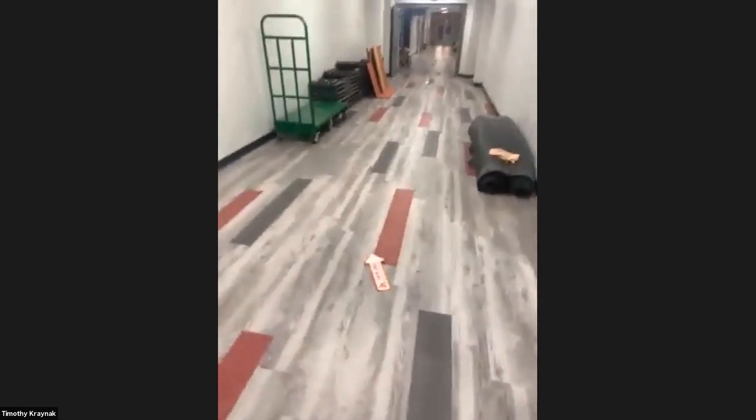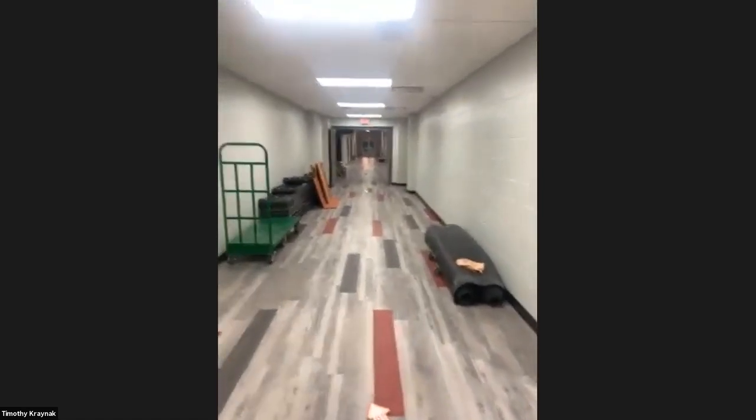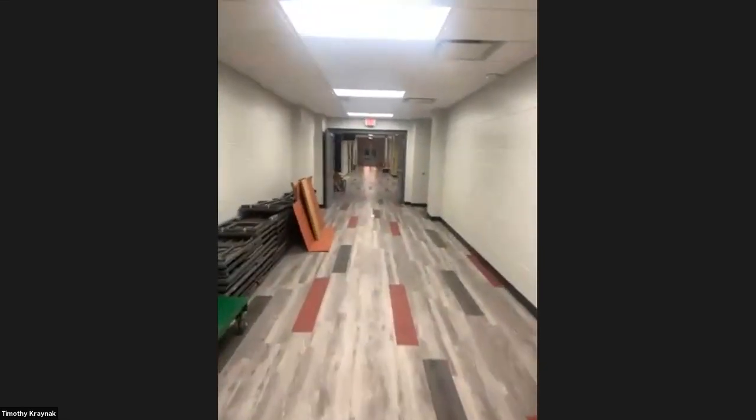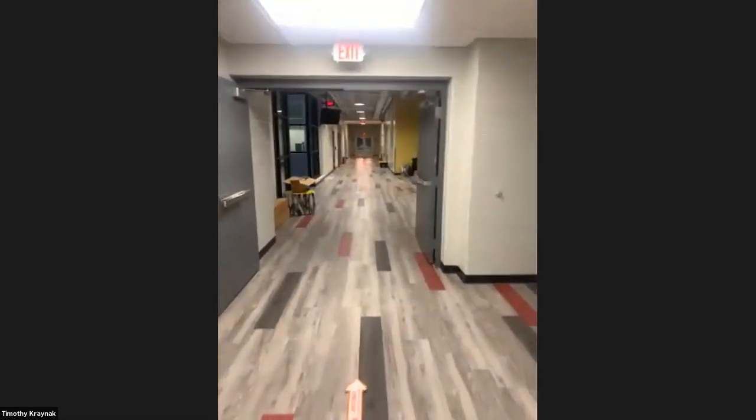And I'll keep traveling down this hallway. So we've got a directional arrow that tells us to turn right. And this is one of the entrances to the brand new upper school. So I'm going to walk slowly so that you don't get dizzy. And you can see we got another directional arrow right there.